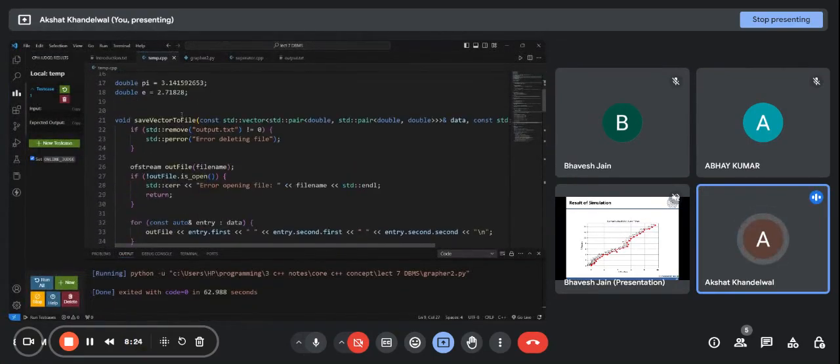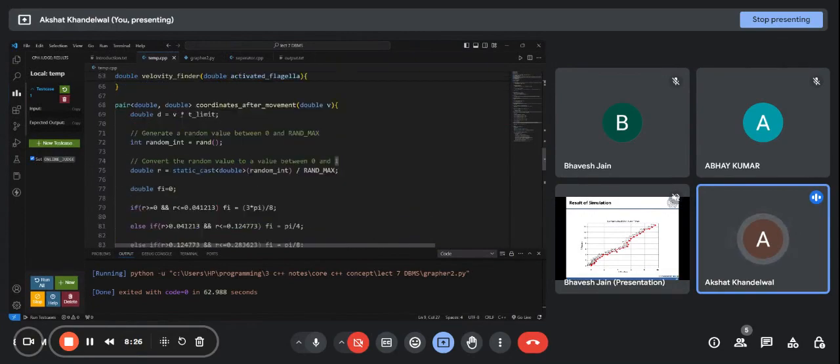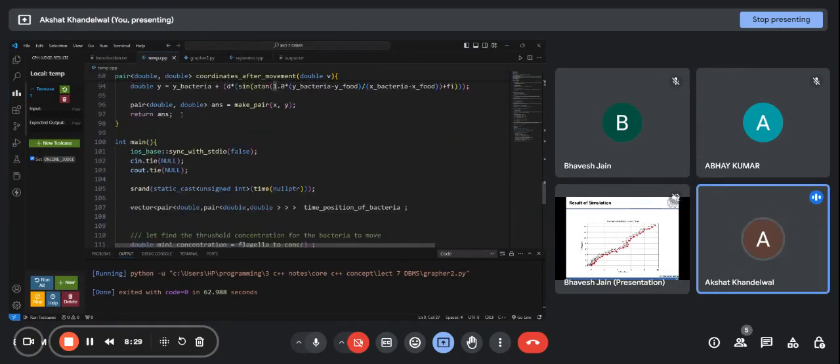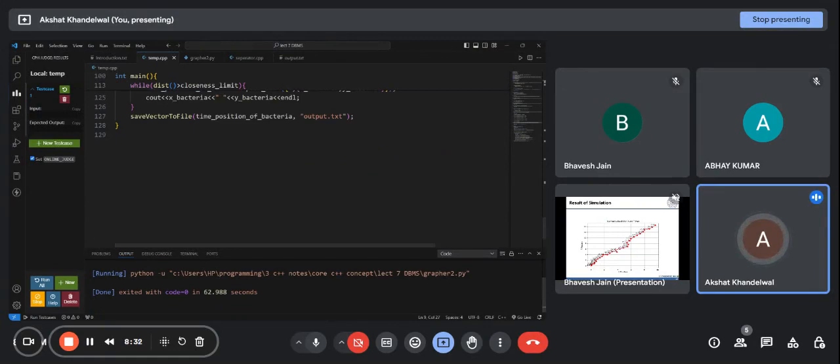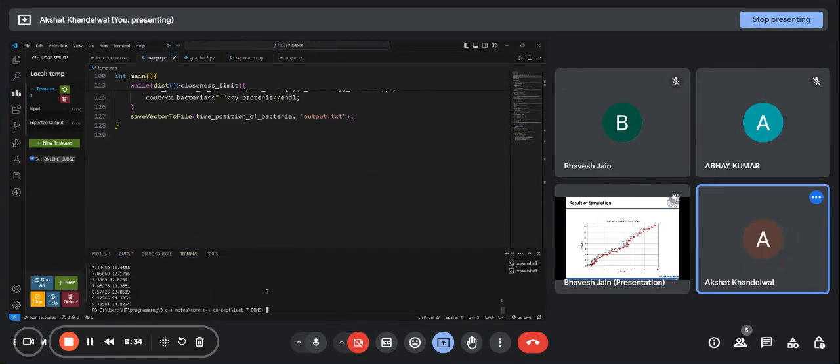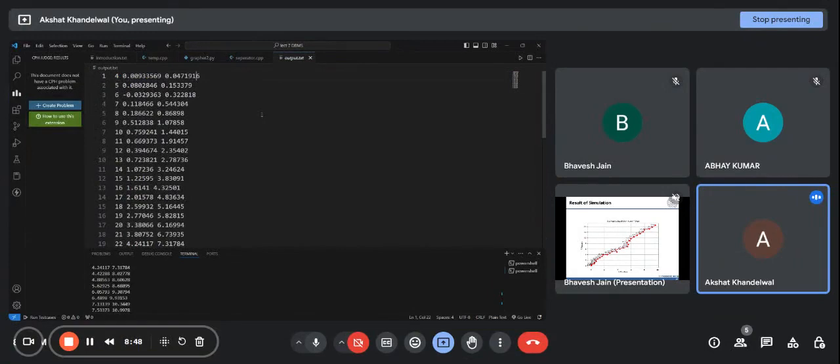This is the code we have written for the calculation of the position of bacteria with time. Let's run this code. So here we get the output.txt file, which contains all the coordinates with time. The first integer is the time, and the second and third values are the coordinates of the bacteria at that time. Now let's plot the curve.